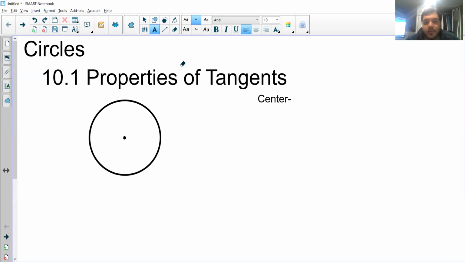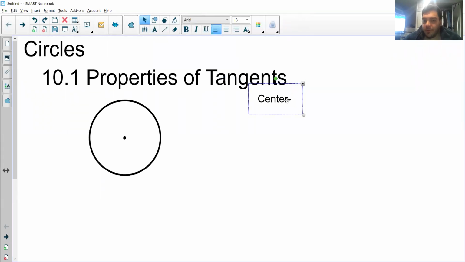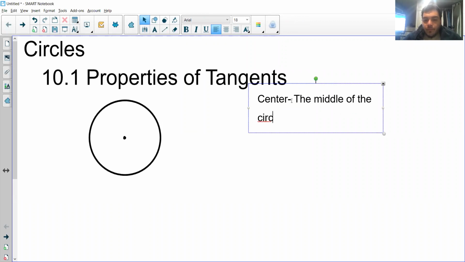Okay. So let's talk about properties of tangents. Now, before we talk about properties of tangents, and that word tangent should feel familiar, let's talk about a couple of parts of the circle itself that we kind of need to know. So the first word we're going to talk about is the center. Hopefully everyone understands the center is just the middle of the circle. Most importantly about the center, it's the same distance from every part of the edge.